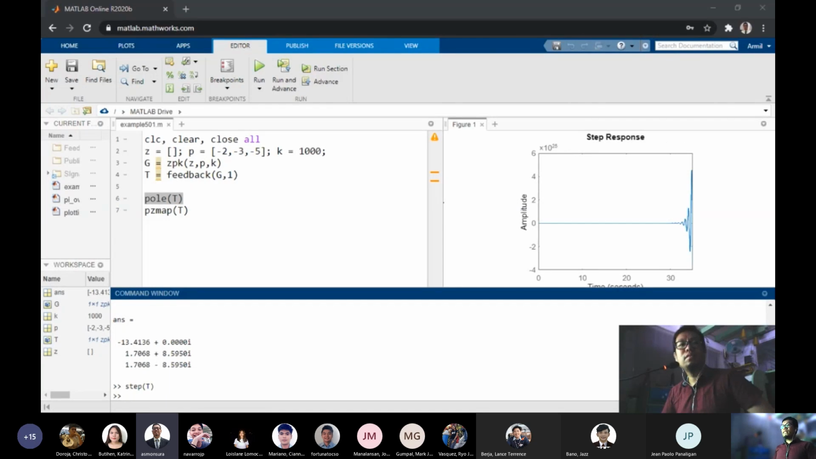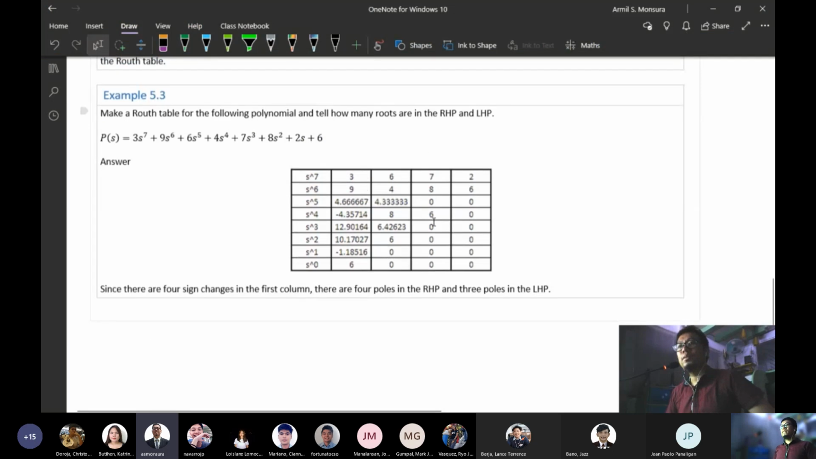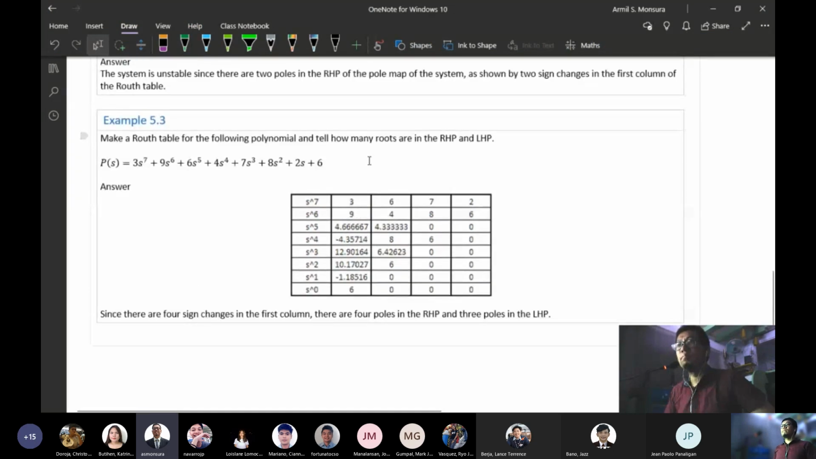So, ayun. Now, let us make a route table for the following polynomial and tell how many roots are in the right half plane and the left half plane. So, ito yung polynomial natin. Okay. So, we start off by the first two rows. So, since this is s raised to 7, simula tayo ng s raised to 7 dun sa ating table. Okay. And then, we fill up the first two rows. So, 3, 9, 6, 4, 7, 8, and 2, 6. Okay.